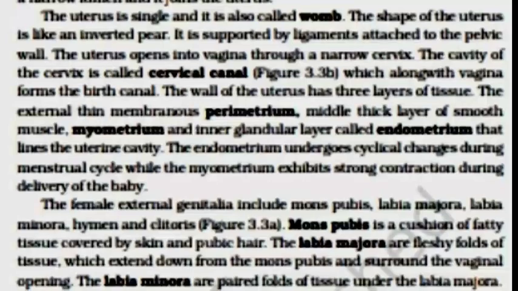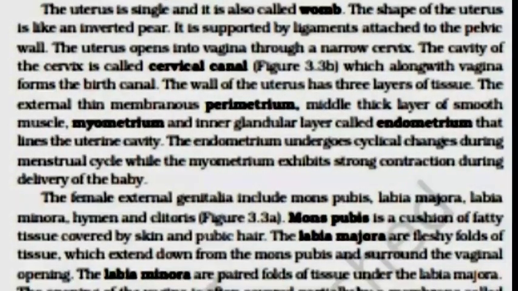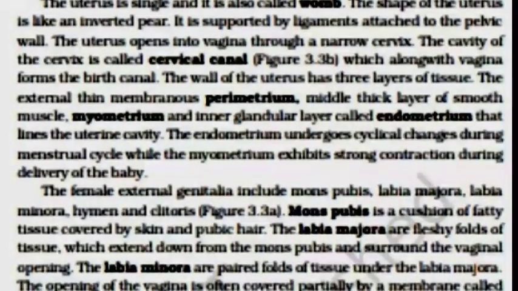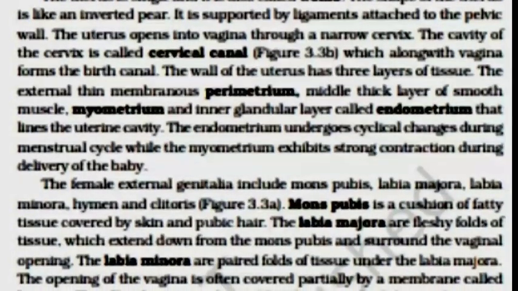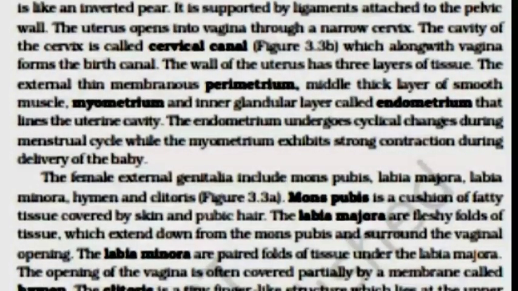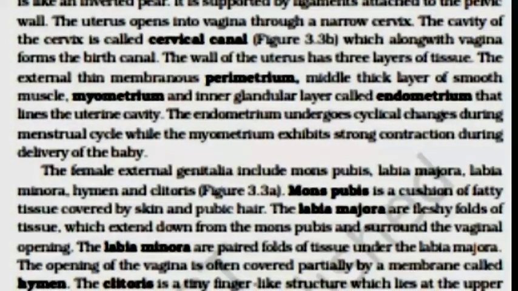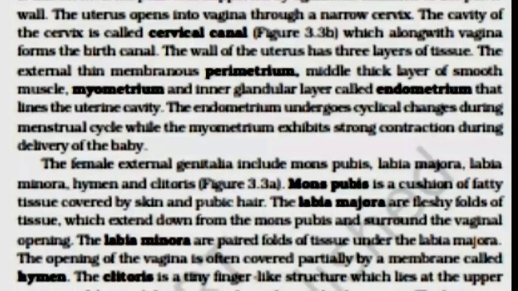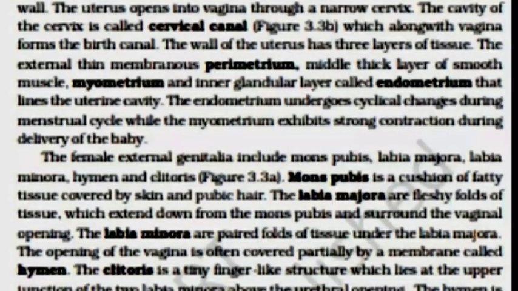The wall of the uterus has 3 layers of tissues. The external thin membranous perimetrium, the middle thick layer of smooth muscle, myometrium, and the inner glandular layer called endometrium that lines the uterine cavity. The endometrium undergoes cyclical changes during the menstrual cycle, while the myometrium exhibits strong contraction during delivery of the baby.